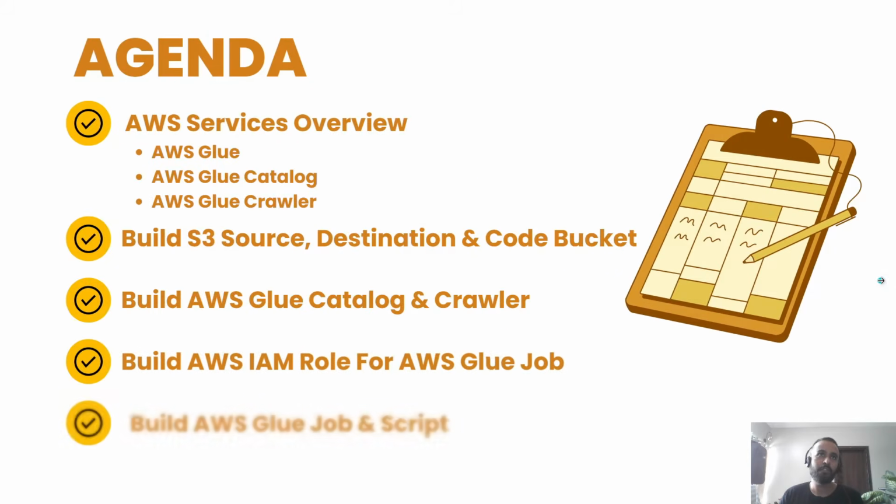Hello guys, welcome back on the screen. So let's view the agenda for today. Today I have divided our tutorial into 5 different sections. First, we are going to see overview of AWS Glue, GlueCatalog, and Glue Crawler. Once we see the overview, I will also give you a diagrammatic representation about what we are going to implement. Then we will start building our Terraform code for the same.